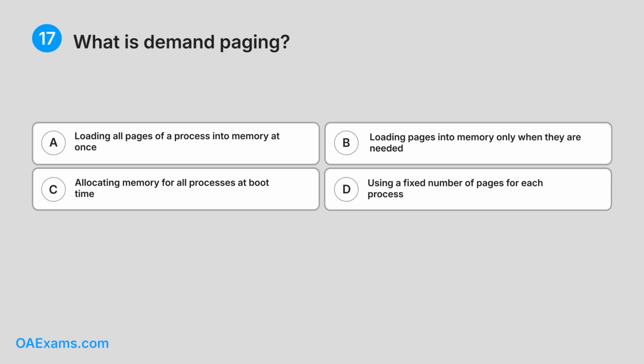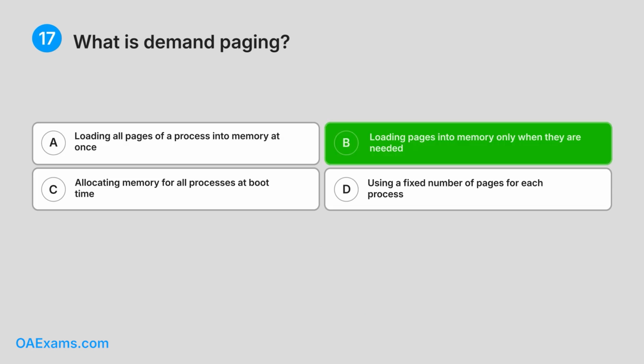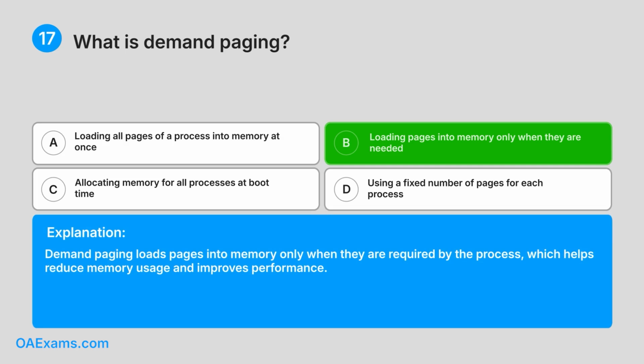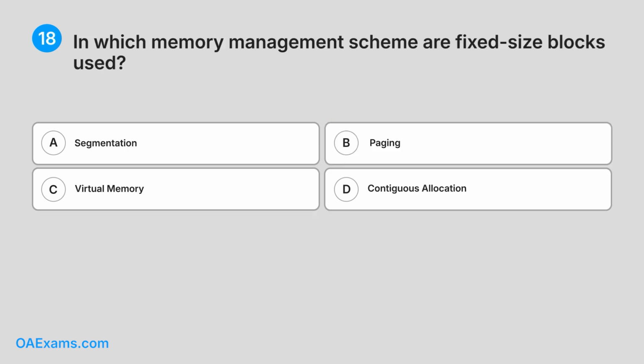Correct answer: B. Loading pages into memory only when they are needed. Explanation: Demand paging loads pages into memory only when they are required by the process, which helps reduce memory usage and improves performance. 18. In which memory management scheme are fixed-size blocks used?